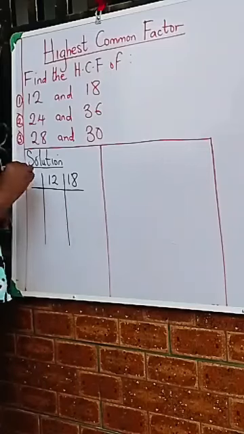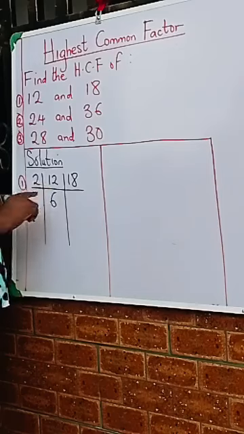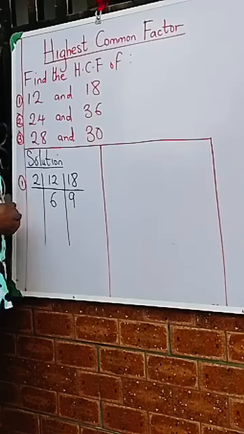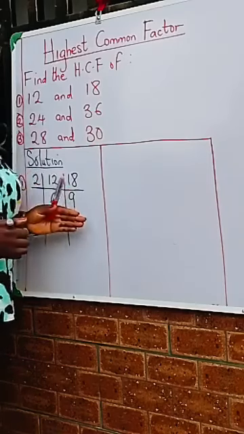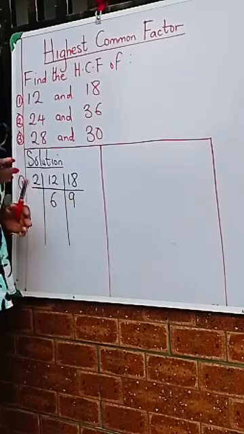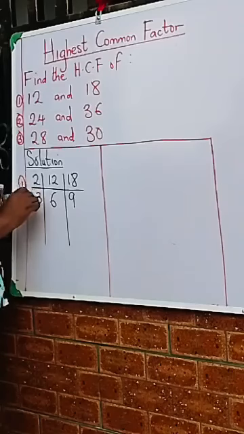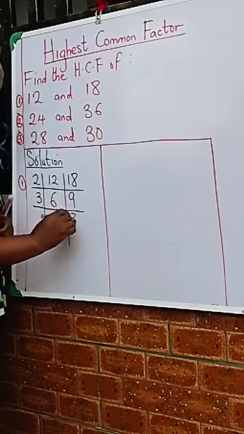Picking 2, 2 divide 12 will give you 6. 2 divide 18 will give you 9. Now we have 6 and 9, and 6 is an even number, 9 is an odd number. Then you think of another prime number that can divide through at the same time, and we are picking 3. 3 divide 6 will give you 2. 3 divide 9 will give you 3.